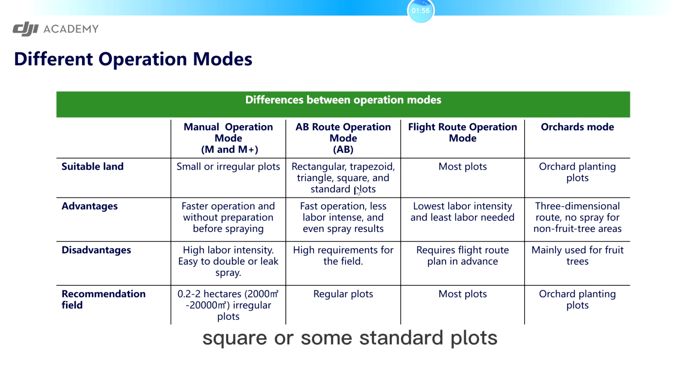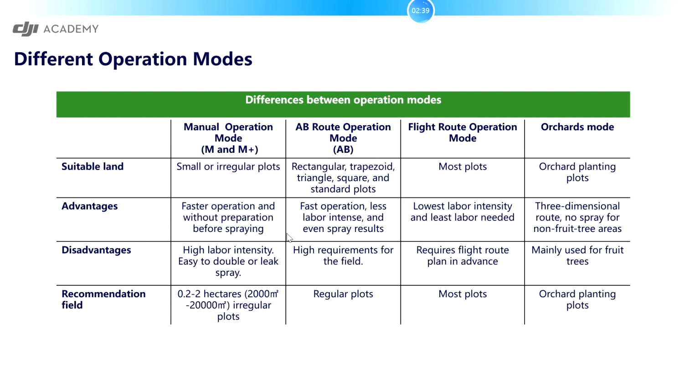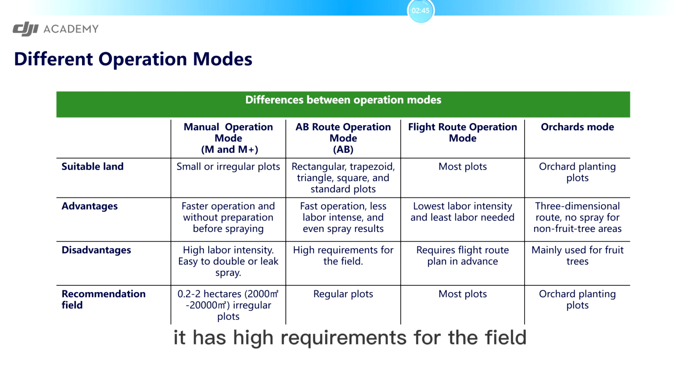And the AB route operation mode is actually suitable for regular plots, for example, the rectangular, triangle, square, or some standard plots, because you have to set the A and B points before the spraying. But it's actually a faster operation method because you don't have to manually operate the aircraft all the time, but only realize the automated operation after you set the AB point.